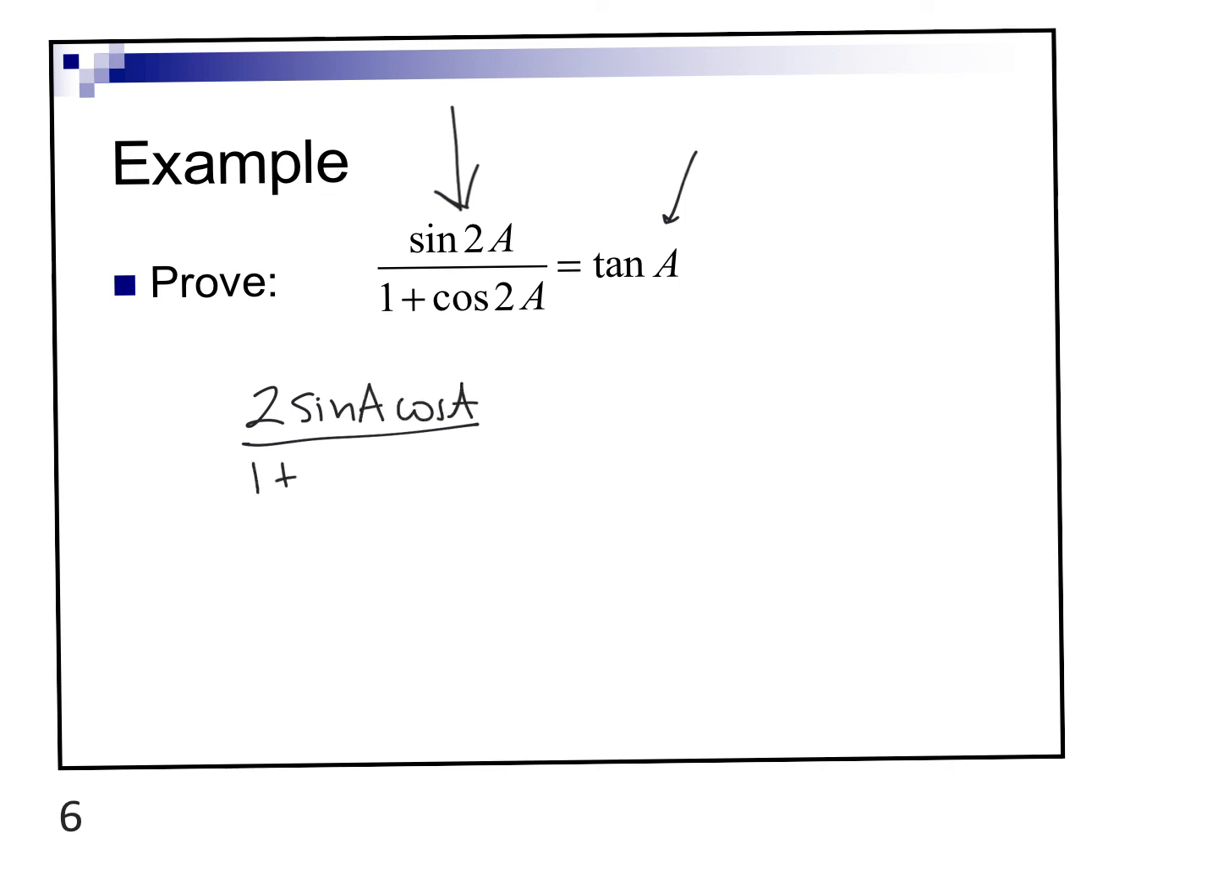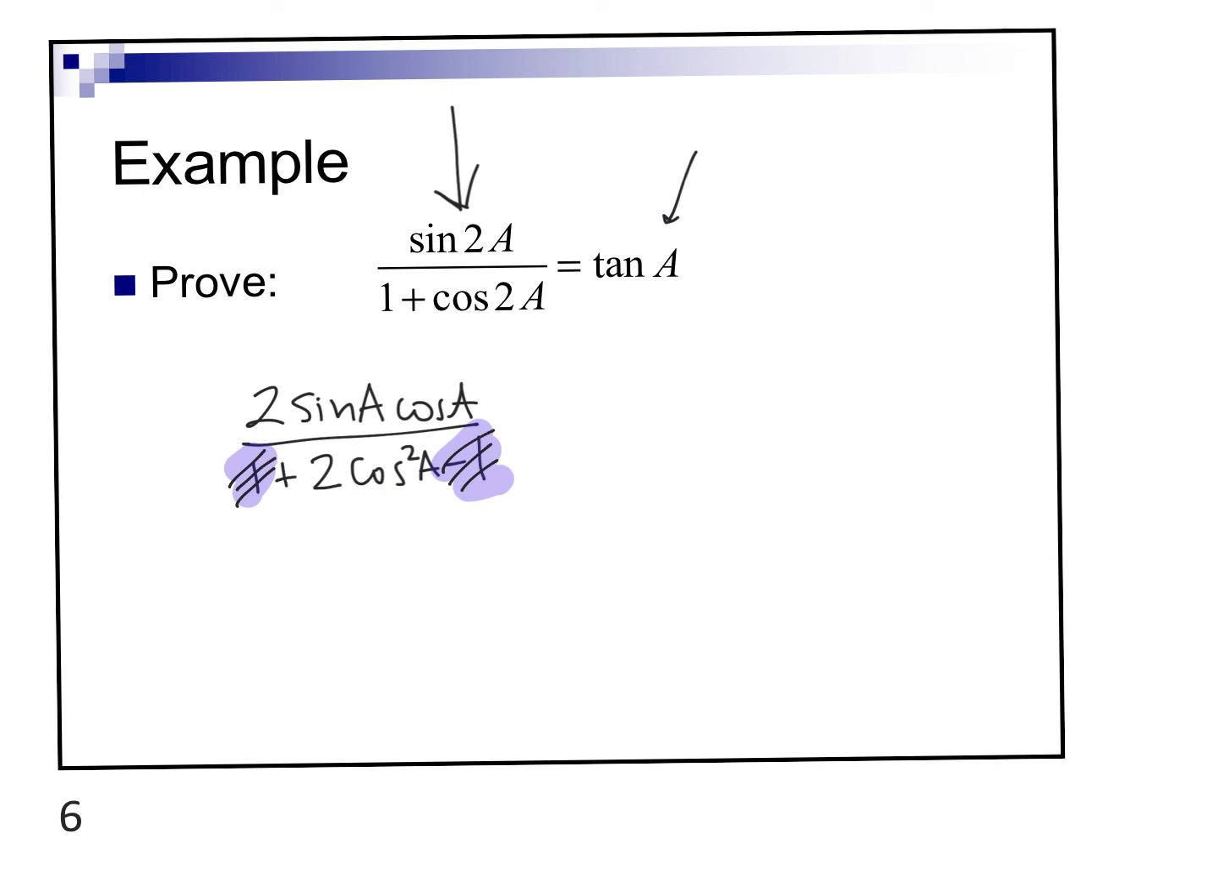But on the bottom, I do have some choices. It may take you a couple times. All right, you may not guess right on the first try. I am going to pick 2 cosine squared A minus 1. All right, so now this positive, let me highlight them. This +1 and this -1 will cancel each other out. Okay, they're gone.